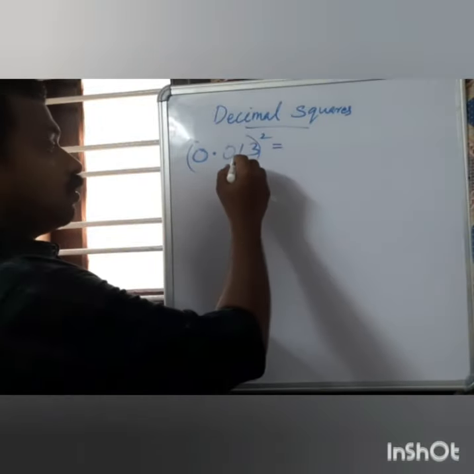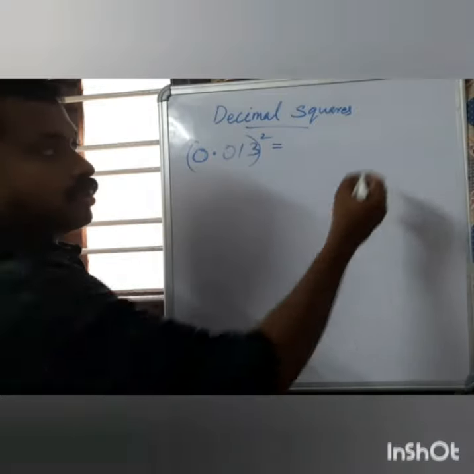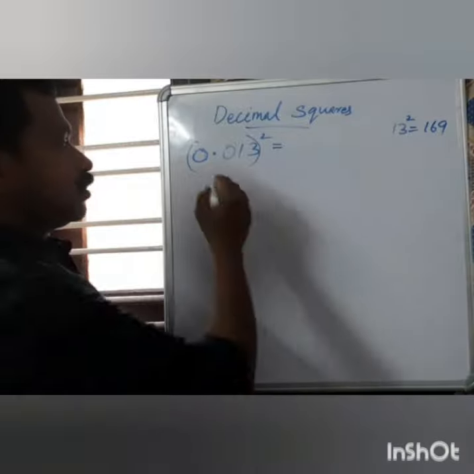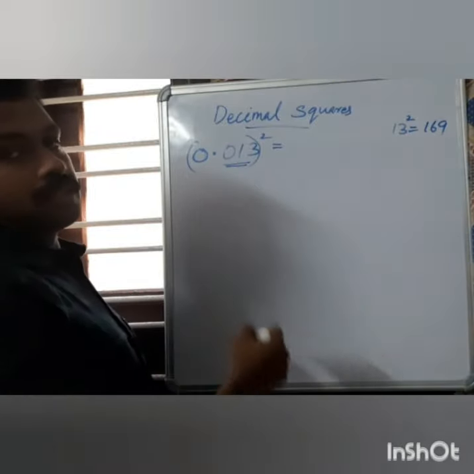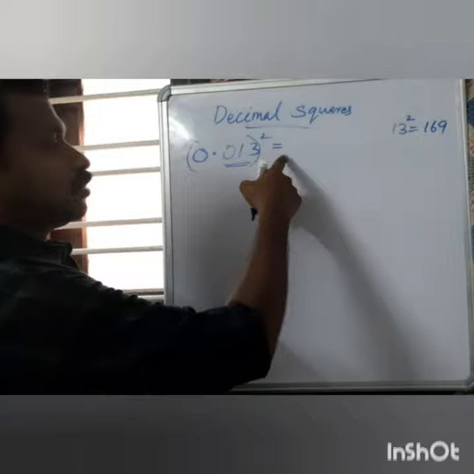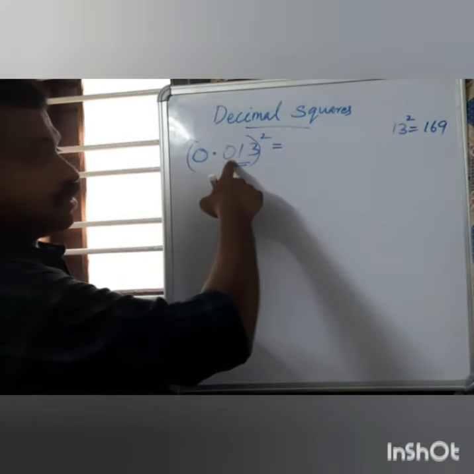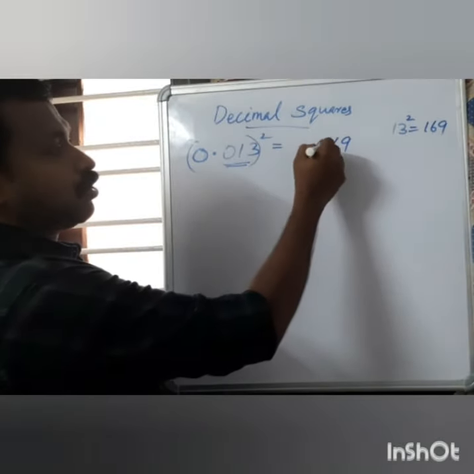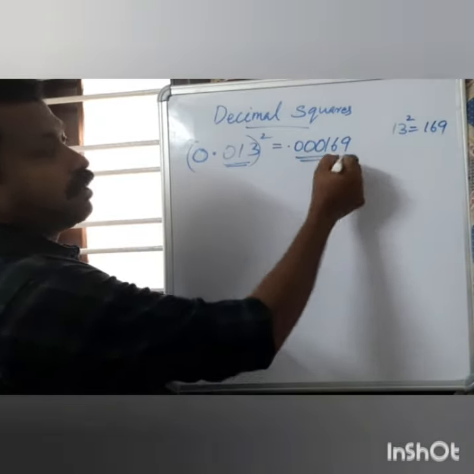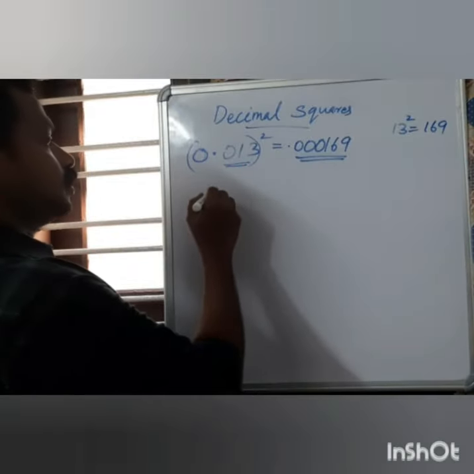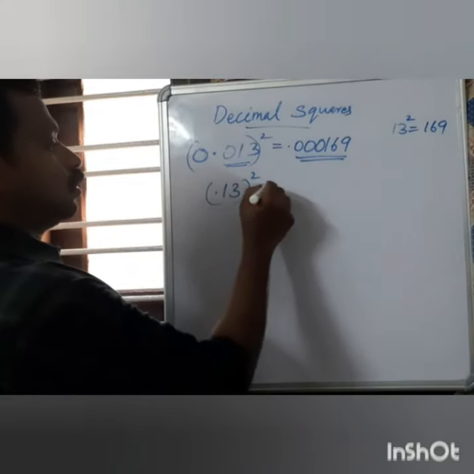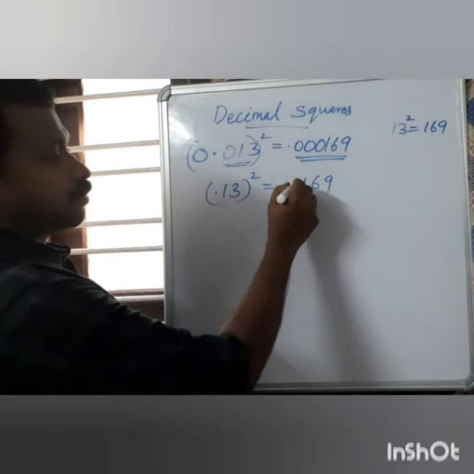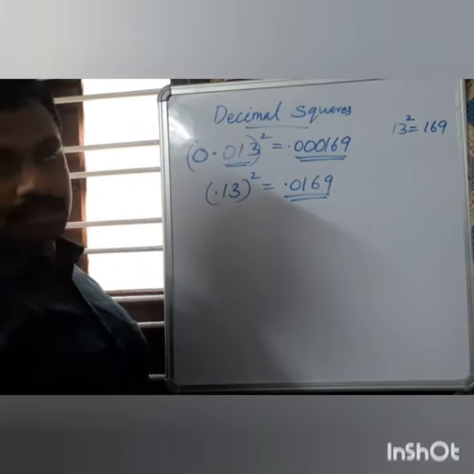0.013 square. What is the square of 13? 13 square is 169. So here 3 decimal places are in the question, so the answer should be double of this, that is 6. So 169 is the square of 13, and 3 more decimal places we need in the answer. If it is 0.13 square, 169, and here 2 decimal places, in the answer there should be 4 decimal places.